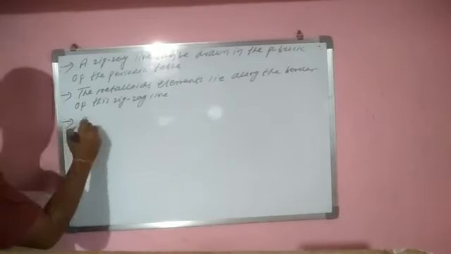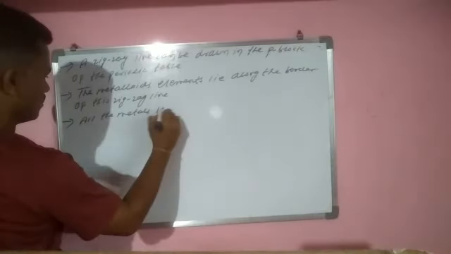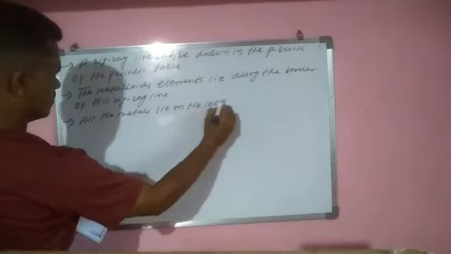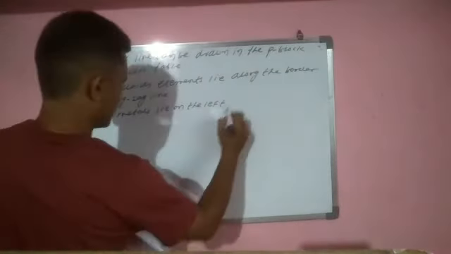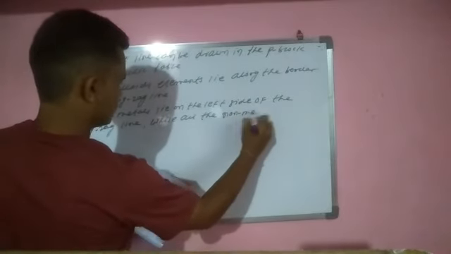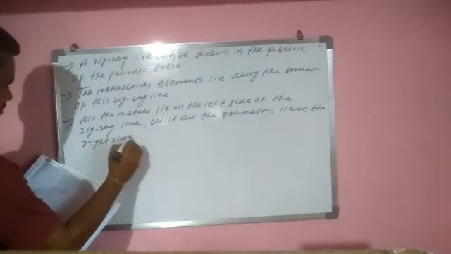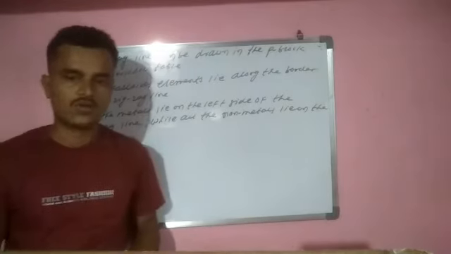All the metals lie on the left side of the zigzag line, while all the non-metals lie on the right side. So it's the structure of a modern periodic table.